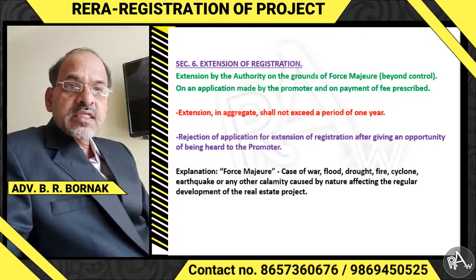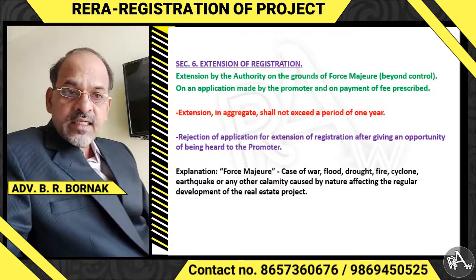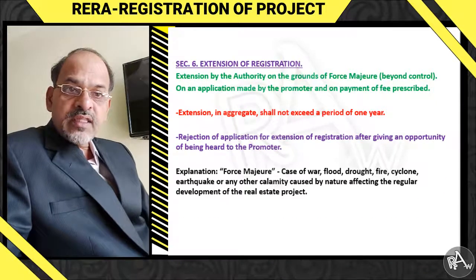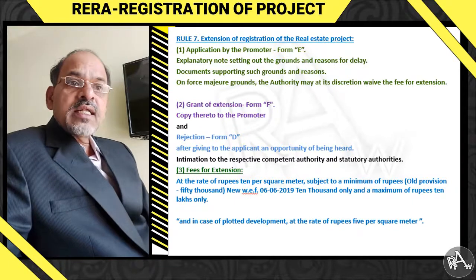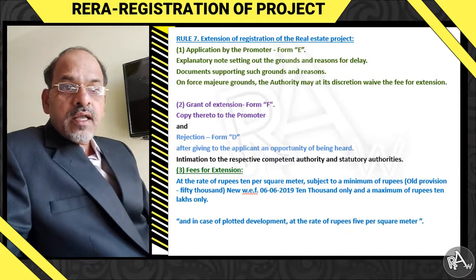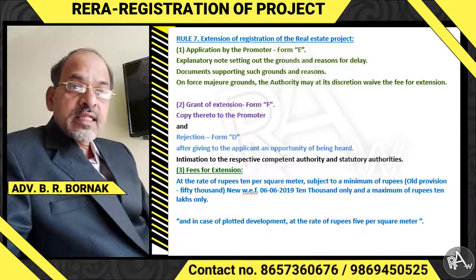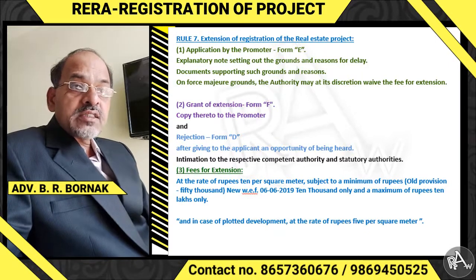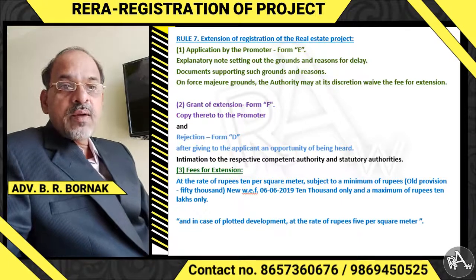So this was about extension of registration as per the provisions of the Act. There are provisions for extension in the rules as well. Under Rule 7, there are provisions for extension of registration of the real estate project. Here, the application is to be made by the promoter in the prescribed form. An explanatory note setting out the grounds and reasons for delay is also to be submitted along with the application. Documents supporting such grounds and reasons, documentary evidence, are required to be submitted along with the application.